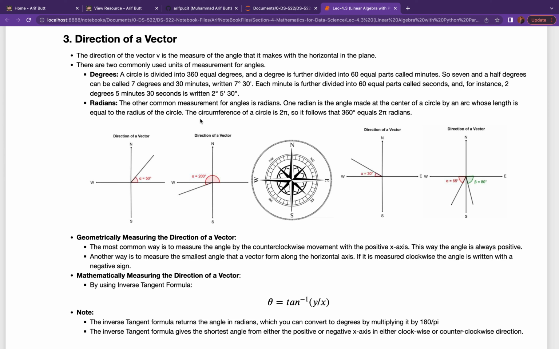And there are 2 ways to measure the direction of a vector. One is geometrically or visually, and the other is mathematically using this inverse tangent formula. My dear students, the most common way to measure the angle visually is to measure the angle counterclockwise, like over here. You move counterclockwise starting from the positive x-axis. So this is the angle of 50. While in this figure over here, the vector is making an angle of 200 degrees starting from the positive axis counterclockwise.